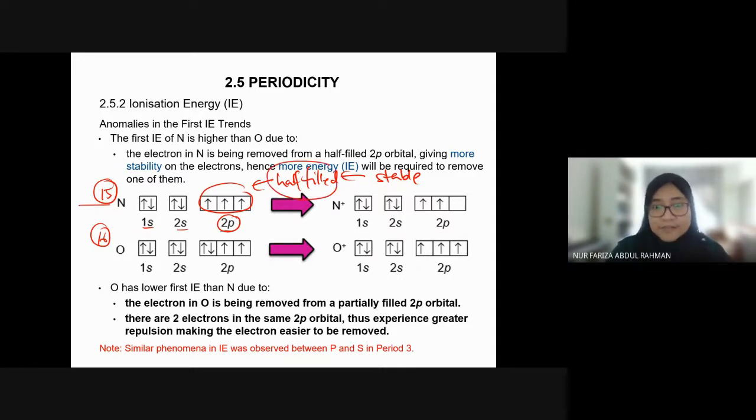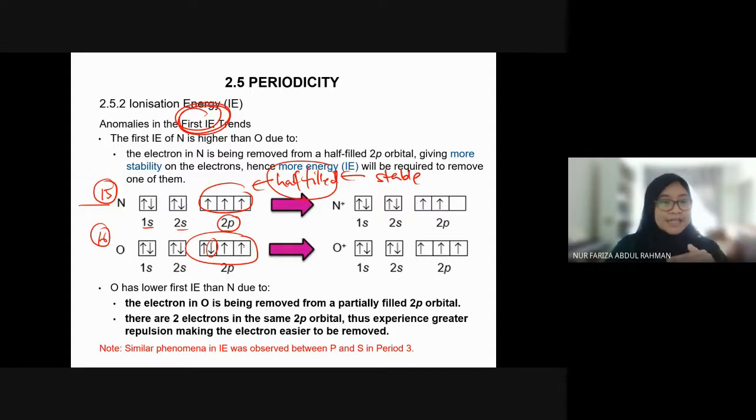Kena cakap, half-filled. You kena cakap half-filled, sebab stable, it can be vacant, half-filled or fully filled. On the other hand, oxygen is partially filled. So this is unstable. In order to remove this one electron out from the orbital, it will require less energy. The first electron to be removed, the first ionization energy, again, we are talking about first ionization energy. So the first ionization energy will be lower.